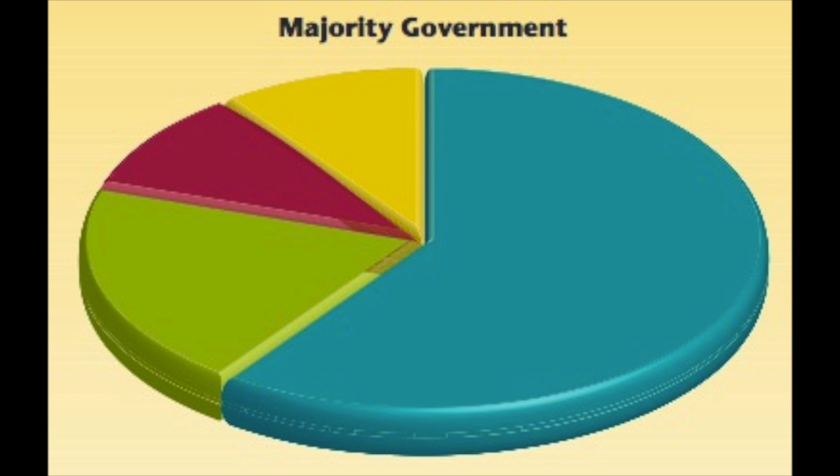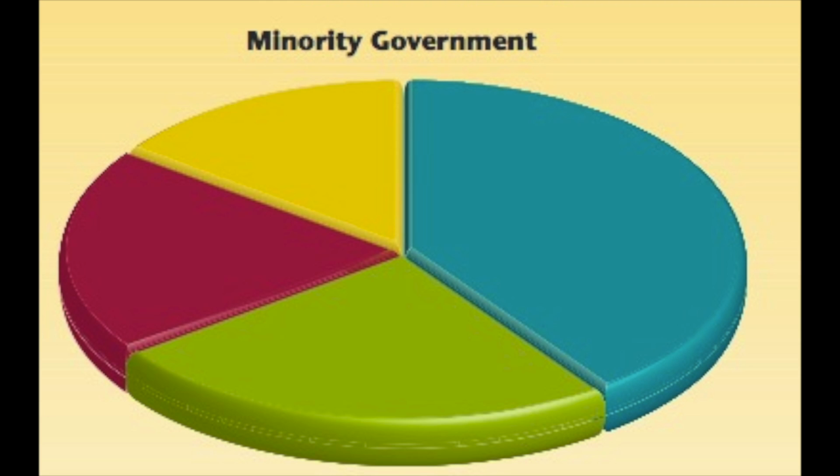Each riding has a seat in the House of Commons, basically where the MP sits. If a political party wins a majority of the seats in the House of Commons, it always forms a government. If a political party wins most of the seats but not a majority, it usually forms the government.